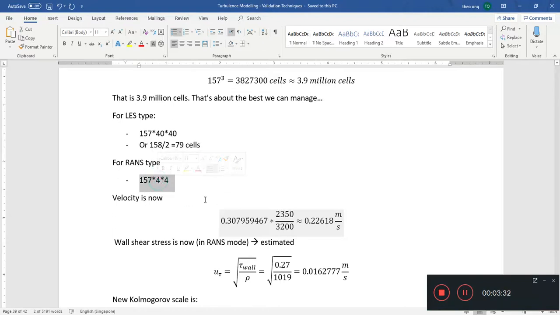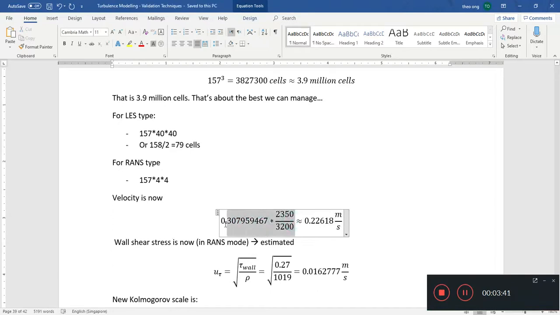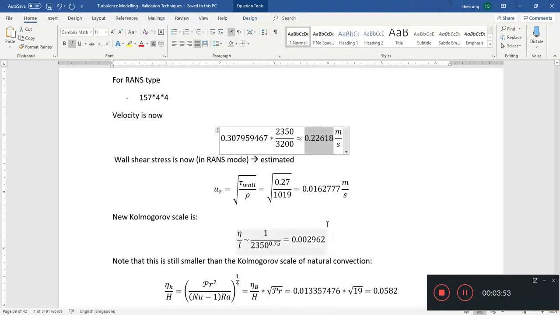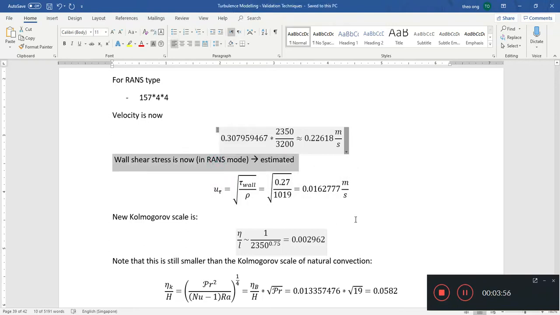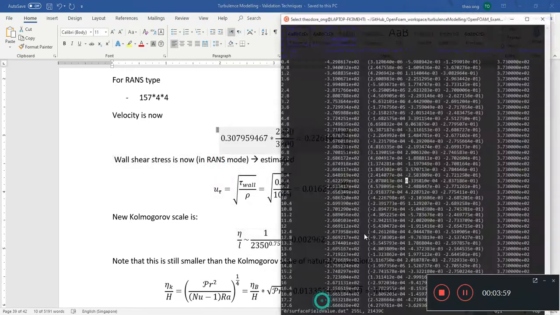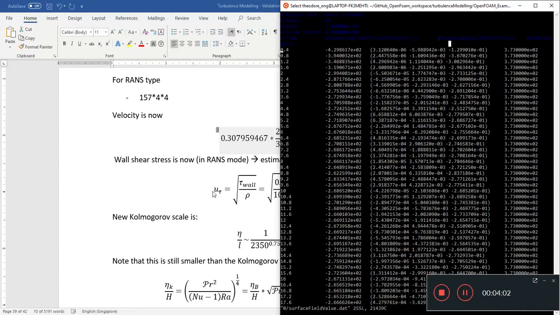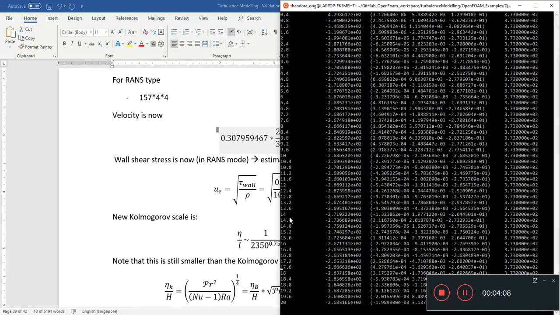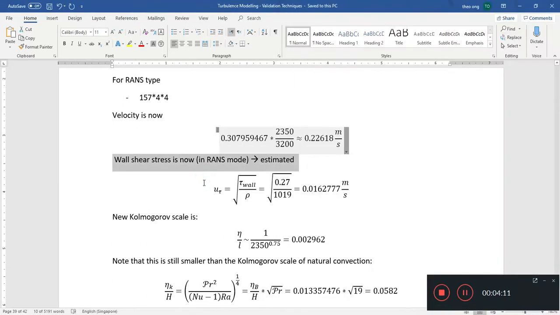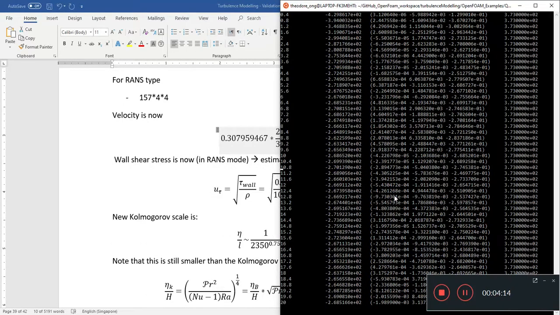But I just ran this calculation first using the K omega SST model. I find that if I want to change the velocity, I need to go by proportion and change it by the ratio of the Reynolds numbers, and I get 0.22618 meters a second. And if I do the wall shear stress, this is using the Reynolds number of 2350, and that's the result you're looking at now: the wall shear stress on the wall on the right side.